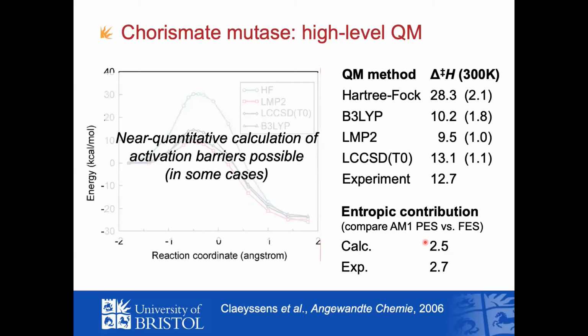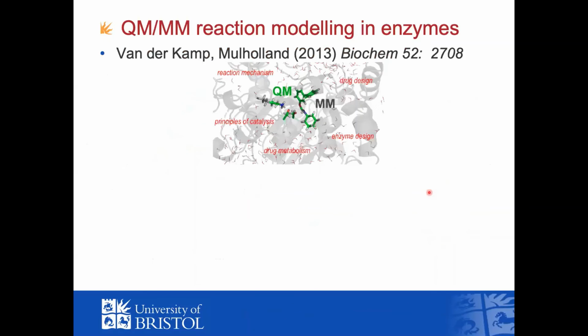Okay, so it is possible, for some enzyme systems at least, to get a near quantitative calculation of activation barriers by using, for example, this approach of adding an entropic contribution on top of a very accurate QM energy. But as I said, often I think relative energies are much more useful to actually guide research.